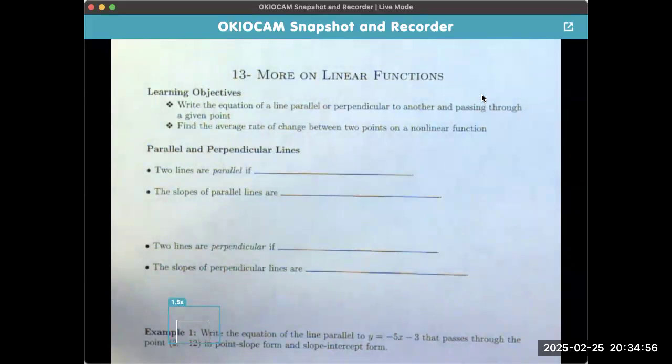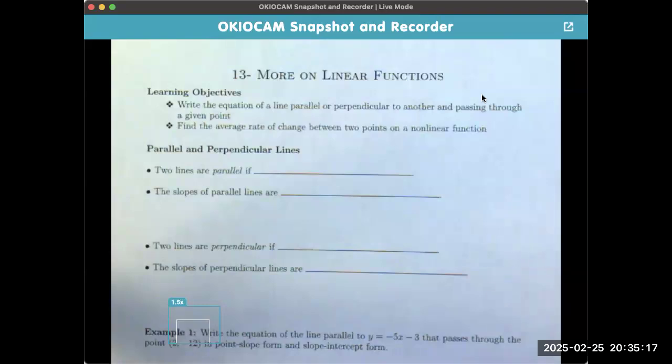The learning objectives: write the equation of a line parallel or perpendicular to another and passing through a given point, and find the average rate of change between two points on a nonlinear function. So this is just more on what we talked about for 12, which was linear functions in general.